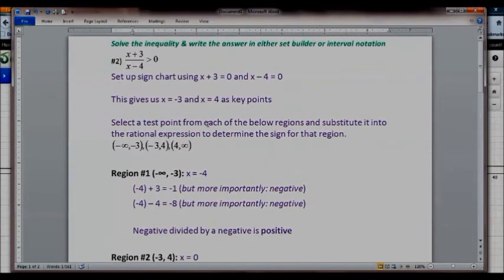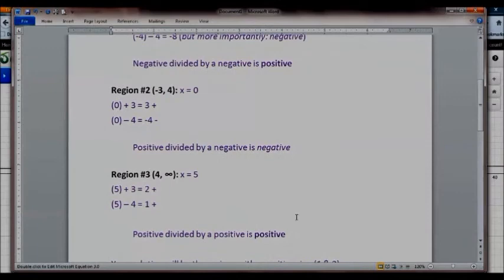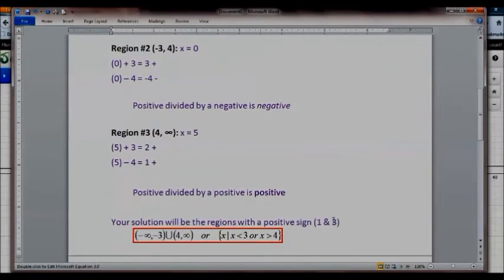And since we're interested in when this quantity is greater than 0, I'm going to take the two regions that gave me positive results. That's the first and third region. So writing it up in interval notation, we've got the interval from -infinity to -3, union that with 4 to infinity. Or in terms of set builder, we can just go ahead and use the inequality symbols surrounded by the squiggly brackets and then our x, a vertical line, which reads the set of x such that x is less than -3 or x is greater than 4.